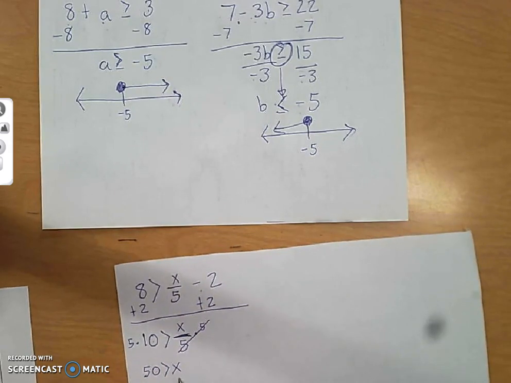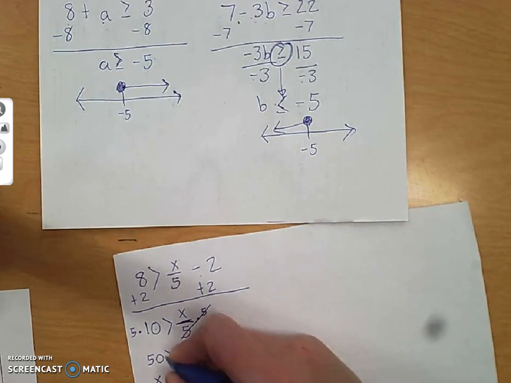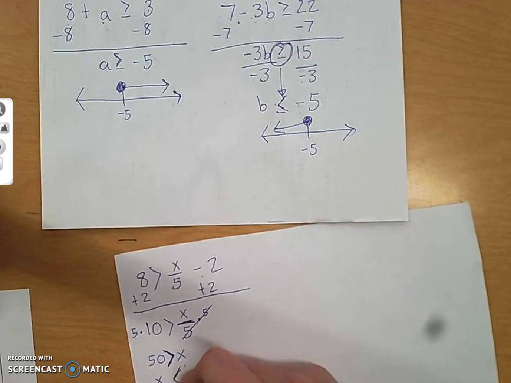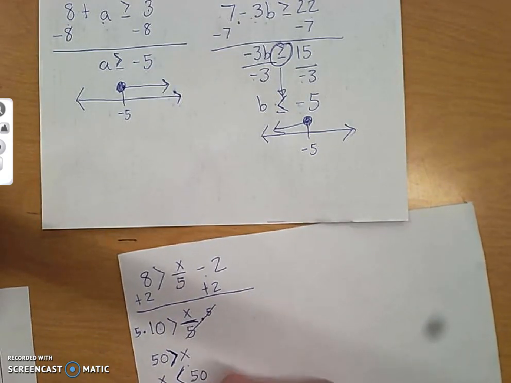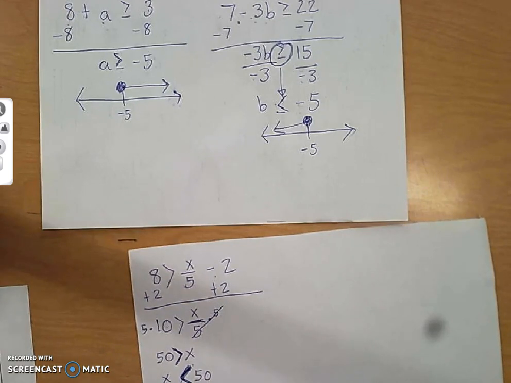Now we don't like the variable on the right. I'm going to move the variable to the left, the 50. My alligator's eating the 50, pointing at the x. It's going to keep eating the 50, pointing at the x. 50 here. Open circle because it's not equal to. And the arrow, because the variable's on the left, the arrow goes the same way.